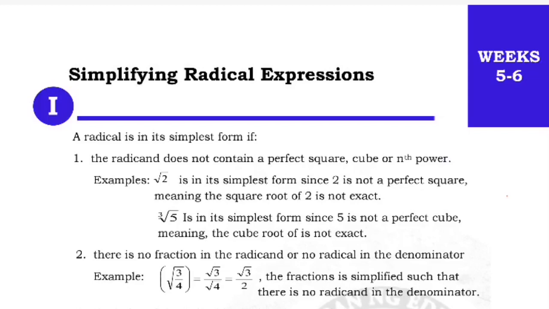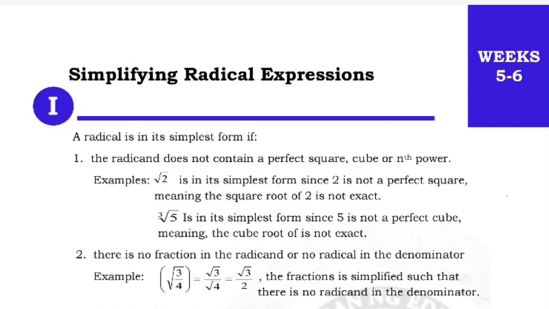A radical is in its simplest form if, number 1, the radicand does not contain a perfect square, cube, or nth power. Examples: square root of 2 is in its simplest form since 2 is not a perfect square, meaning the square root of 2 is not exact. Another one, cube root of 5 is also in its simplest form since 5 is not a perfect cube, meaning the cube root of 5 is not exact.